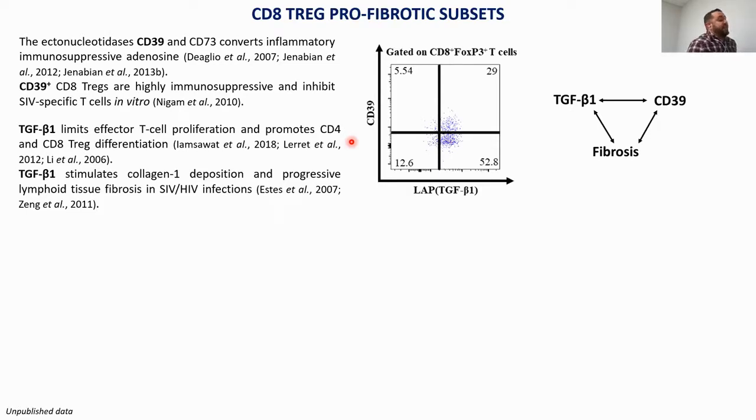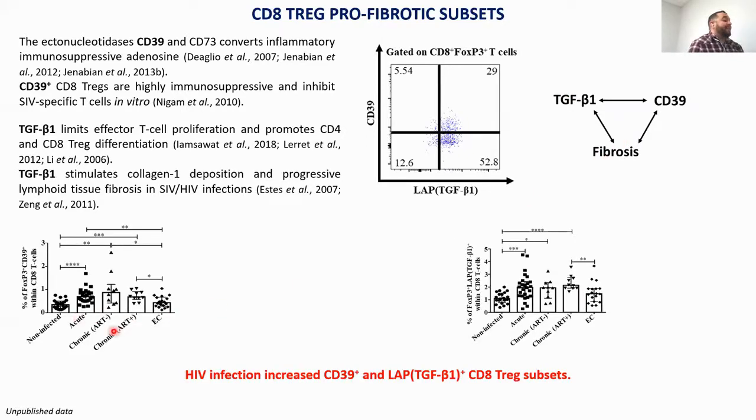On the other hand, TGF-beta is also well known to be needed for the immunosuppressive function of CD4 and CD8 Tregs. And importantly, TGF-beta stimulates the production of collagen-1. The collagen-1 will deposit and will promote tissue fibrosis. And of note, there is a functional interplay between CD39 and TGF-beta in the context of fibrosis.